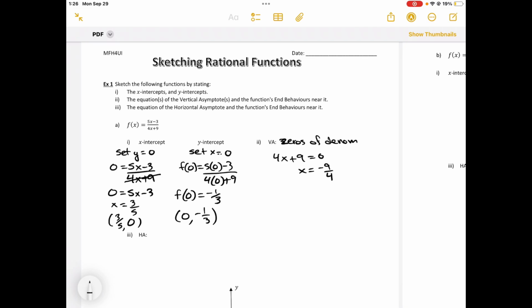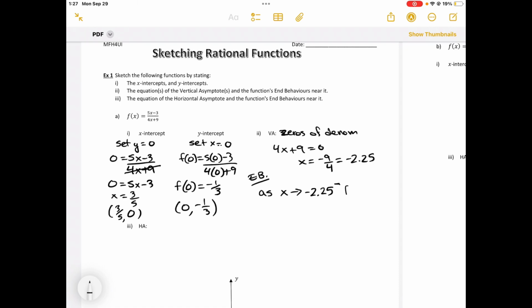Once I have that equation, now I need to find my end behaviors. And in order to do that, I am going to check a value that approaches my asymptote from the left and the right. Now, I'm going to change minus 9/4 into a decimal so that it makes it a little bit easier for me to visualize. 9 divided by 4 is 2.25, which means that as a decimal, I can also visualize this as minus 2.25. So I'm looking for a value as x approaches minus 2.25 from the left. I want to know what is happening to my function.